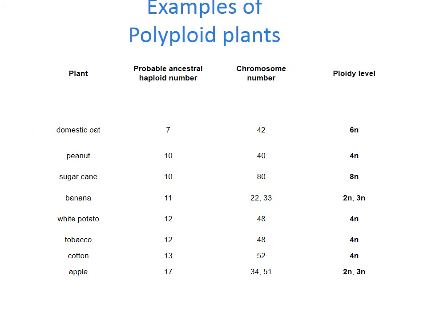Here's a chart with some examples of polyploid plants that you may or may not know are polyploid: domestic oat, peanuts, sugarcane, bananas, potatoes, cotton. The one thing you might want to look at when you're looking at organic strawberries is that the polyploid strawberries are huge compared to organic strawberries. And a lot of times that's what happens with fruits and vegetables. If you go to an organic market, those organic fruits and vegetables are a lot smaller.